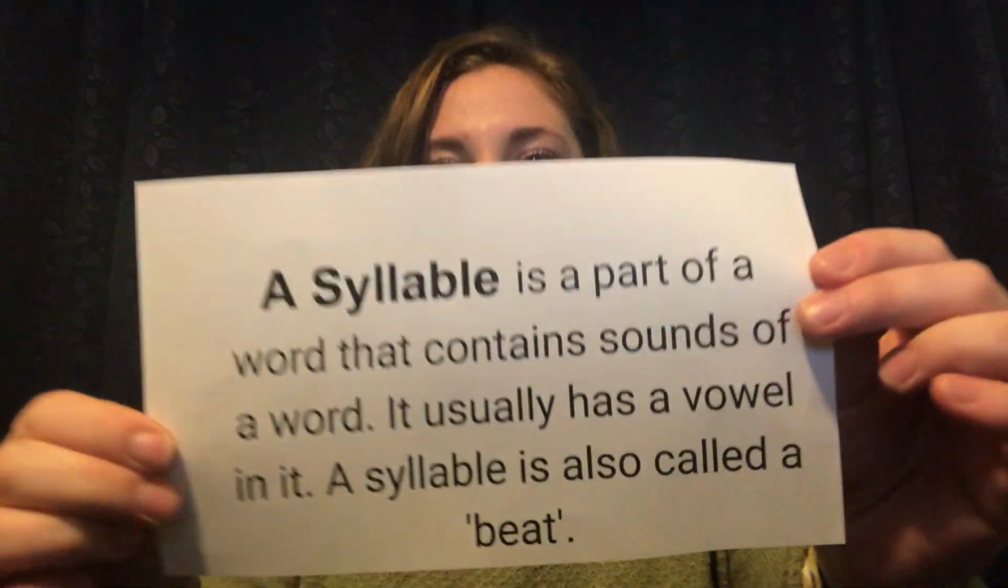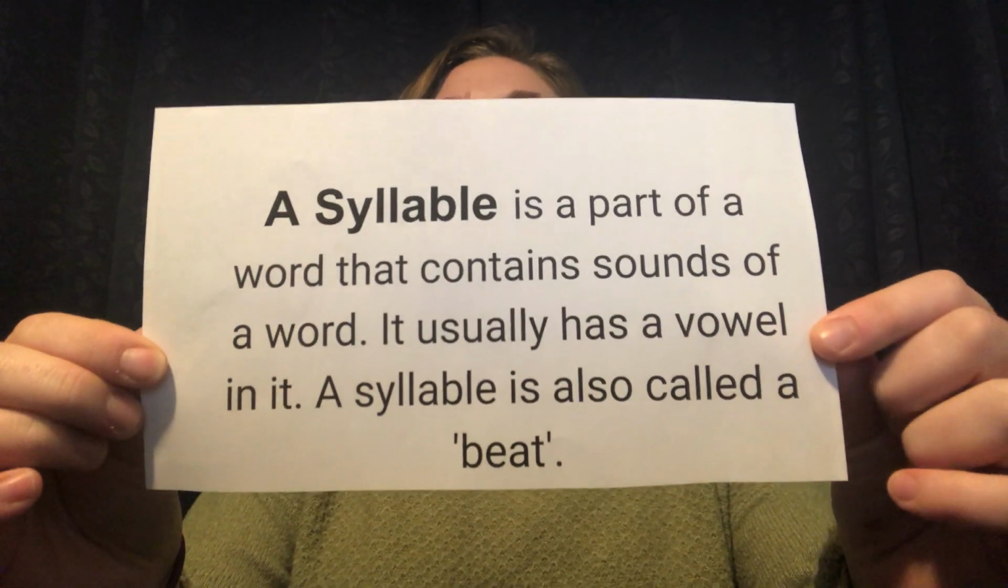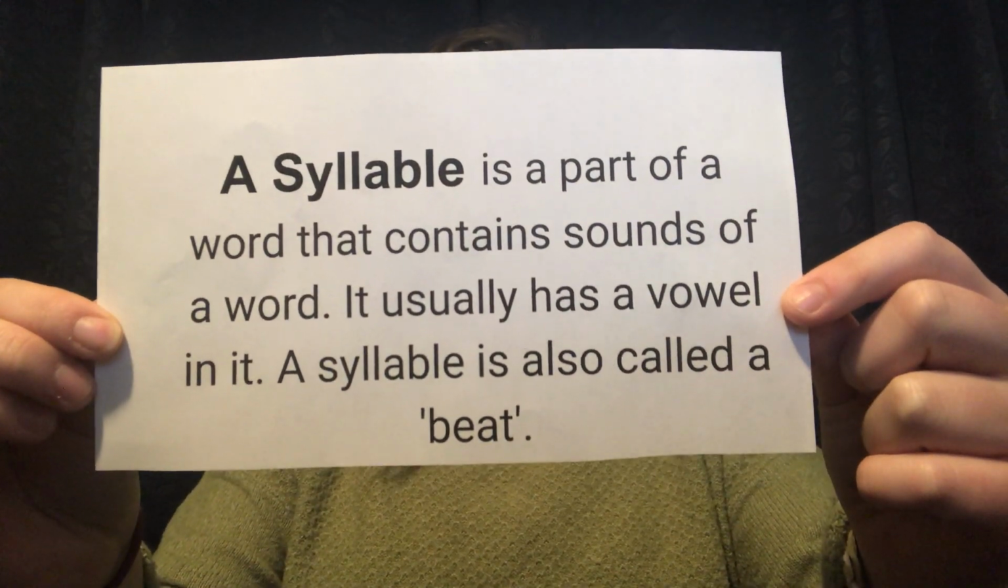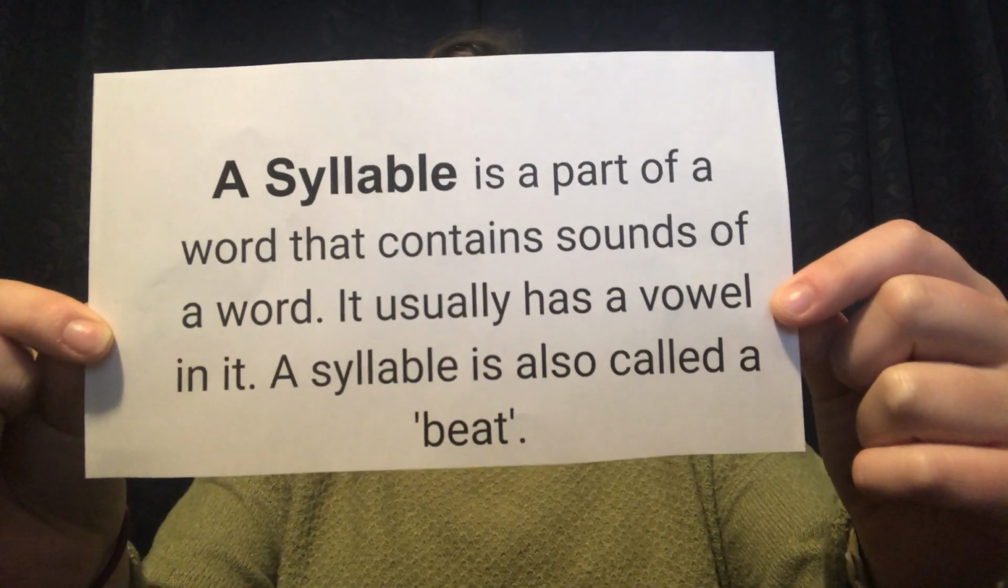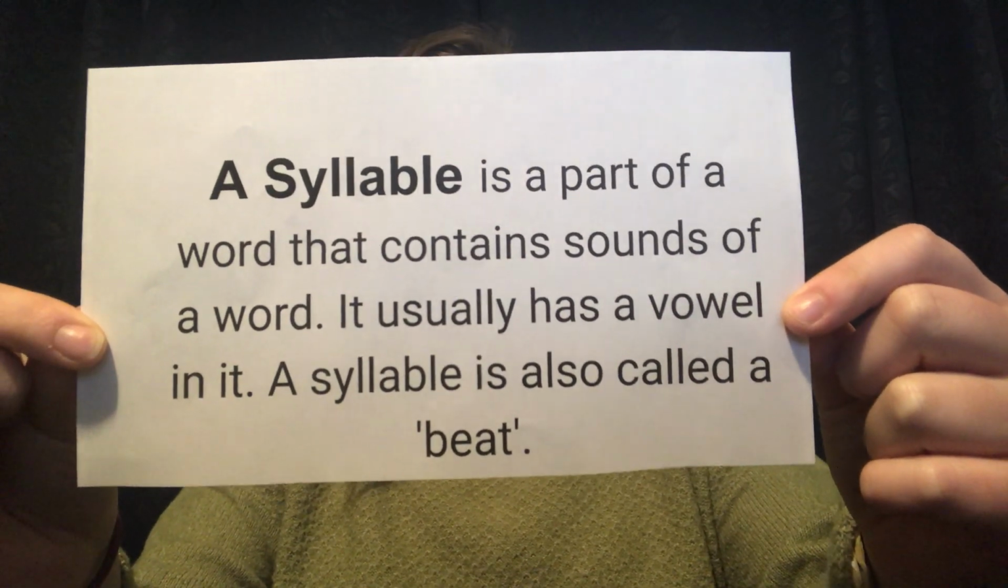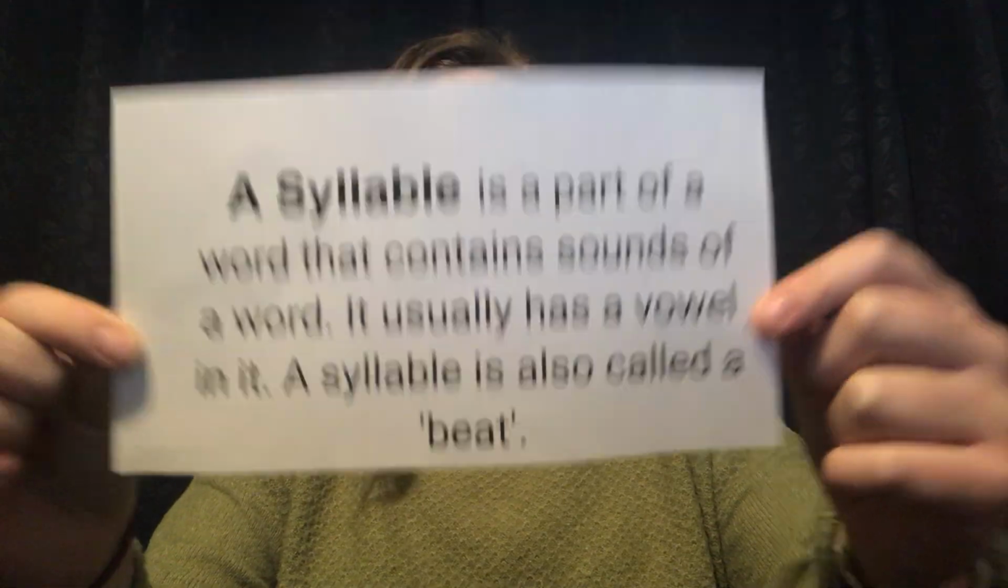So, the first word we're going to go over is a syllable. A syllable is a part of a word that contains sounds of a word. It usually has a vowel in it, and a syllable is also called a beat. Sometimes you might hear people call it a beat. So, the way you tell how many syllables a word has is, let's take the word vacation, for example.